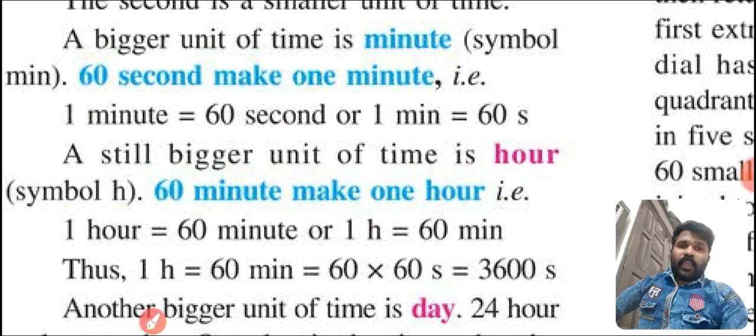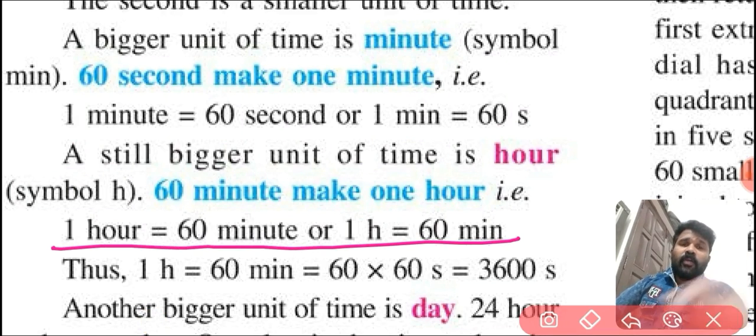So we can write one more point here: 1 hour is equal to 60 minutes, or 1 H is equal to 60 MIN. MIN is the symbol of minute, H is the symbol of hour. Thus 1 hour is equal to 60 minutes.